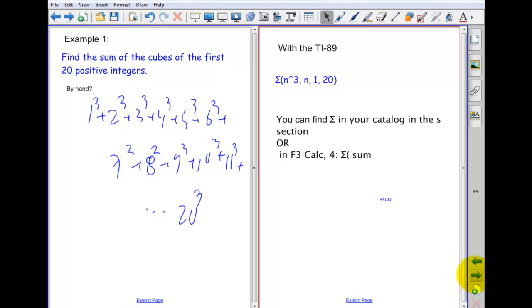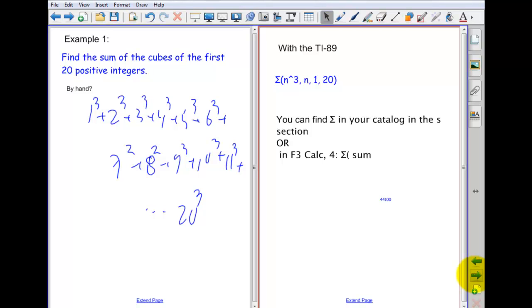And we picked this because it's the Greek letter for S. Where is sigma? Sum, right? That's why we did that one. Okay? You can find sigma in your catalog or in the S section. You go down to the S's. Or F3 Calc, and then you've got it right there.